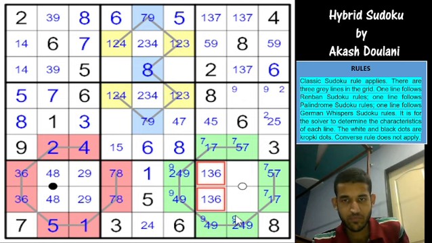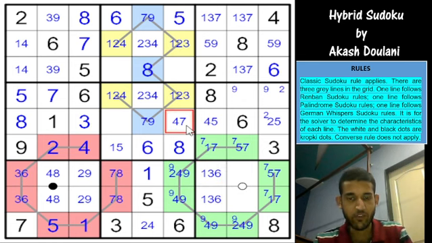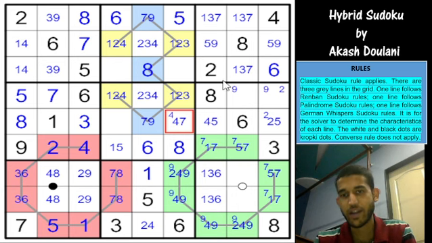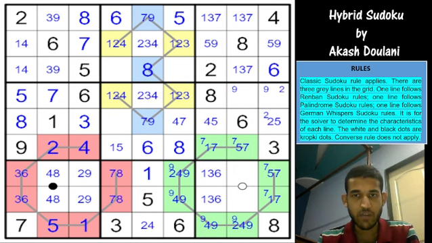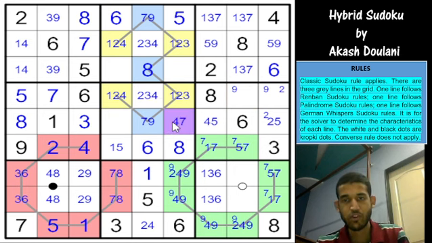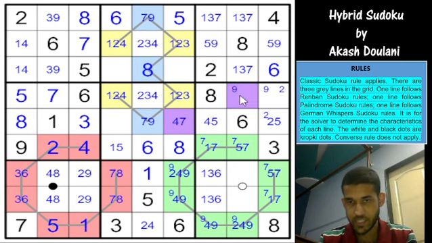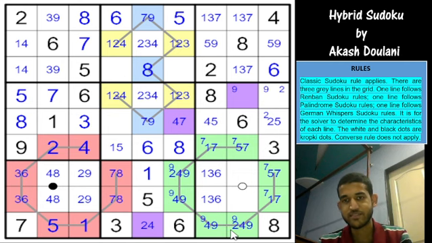Now, if this cell is a 4, look what happens. 4 is eliminated from here, so 4 goes here. And using classic, 4 goes into this cell. Let me just use color and show you. That will be better, I suppose. Maybe purple color. If this is a 4, the 4 goes here using classic, 4 goes here using classic again, and now look where can 4 be in box 9? No cell.